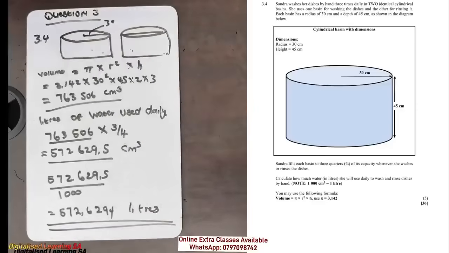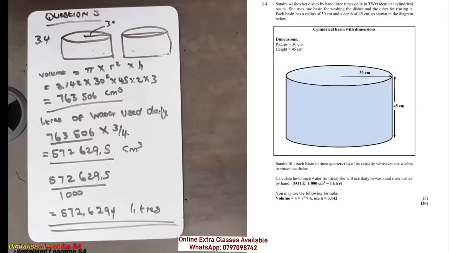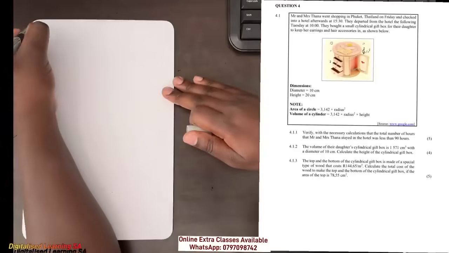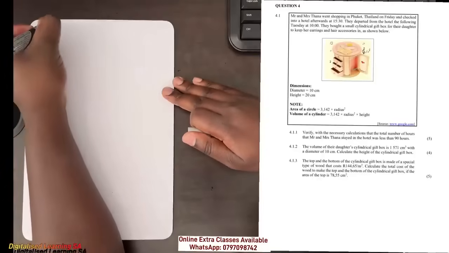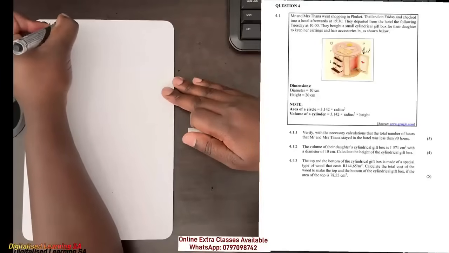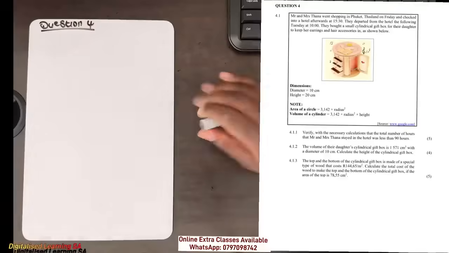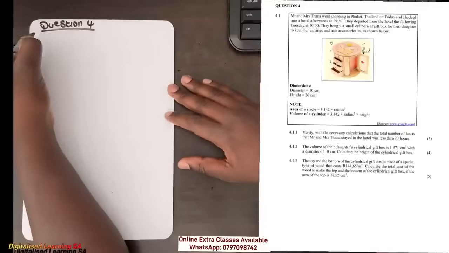And then that brings us to the end of question 3. Now let's work on question 4. Okay, so we are going to start with question 4.1.